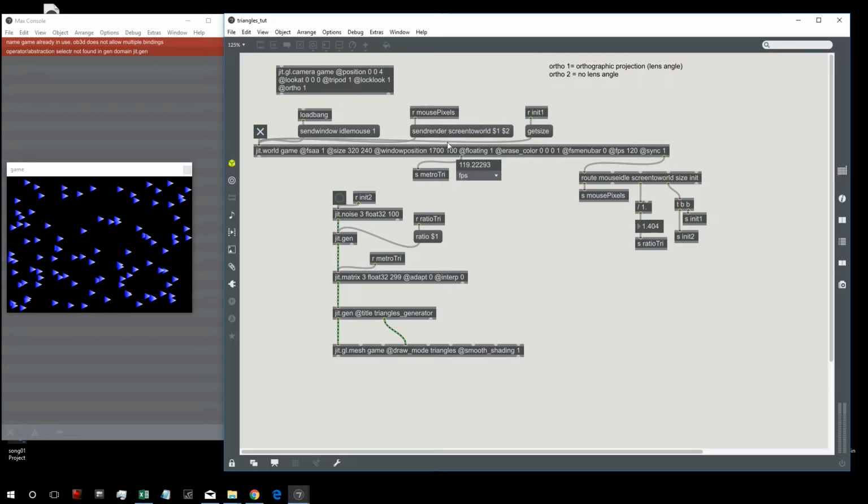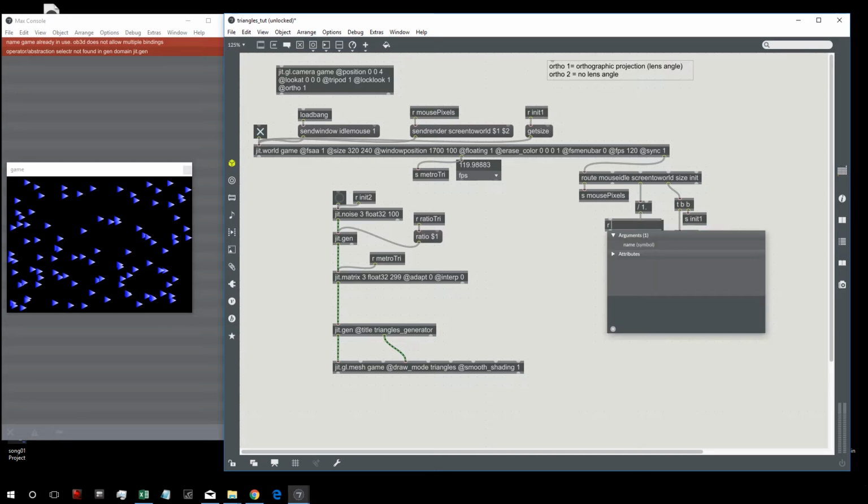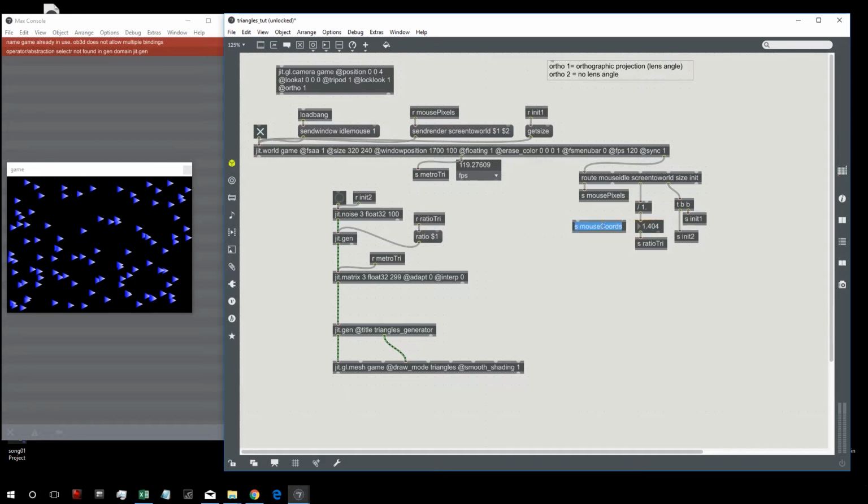Basically what we need to do now is to rotate those triangles according to the mouse position so that they always point toward the mouse. Cool. To do that, we will need our mouse coordinates from screen to world. So let's create a sender, mouse world, and let's create a receiver here, mouse world. Let's create a message, mouse world $1 $2 0, so we set the data to 0.